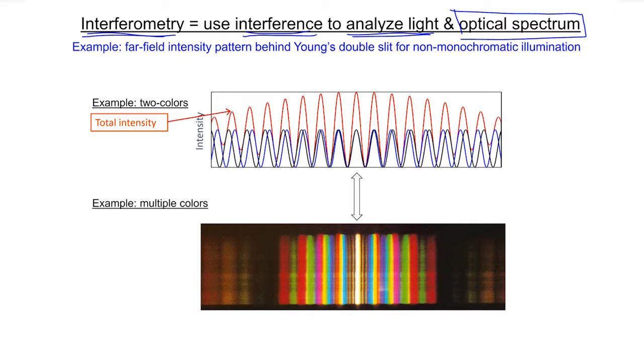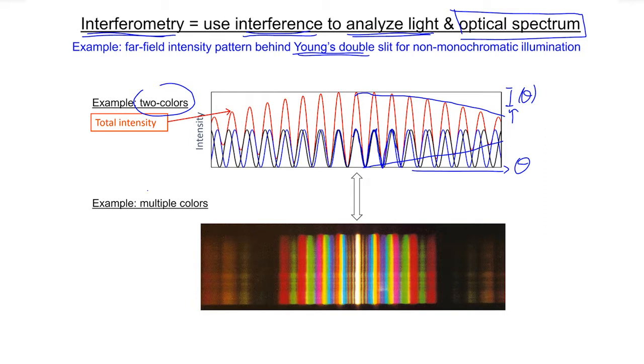This is an example you've seen before. It shows the interference pattern behind Young's double slit when you illuminate it, for instance, with light that contains 2 colors. The intensity as a function of angle for each of these colors is a cosine type pattern. But if you have 2 colors of light, you have 2 different cosine patterns with a slightly different period. And as a result, the total interference will exhibit a beat. And if you see these oscillations with a beat, you can deduce that the light contained 2 colors.